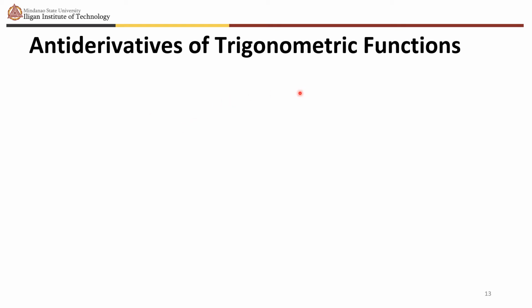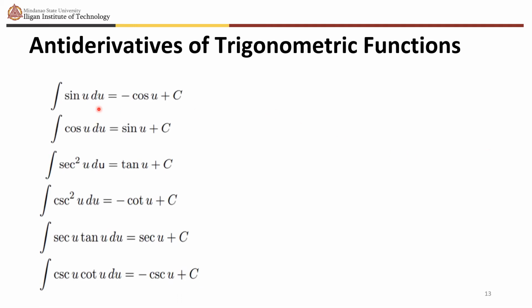Here are the antiderivatives of trigonometric functions. The integral of sine u du is equal to negative cosine u plus c. The integral of cosine u du is sine of u plus c. The integral of secant squared u du is tangent of u plus c. The integral of cosecant squared u du is negative cotangent u plus c. The integral of secant u tangent u du is secant u plus c. And the integral of cosecant u cotangent u du is negative cosecant u plus c.